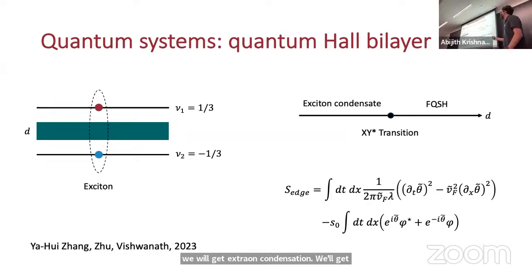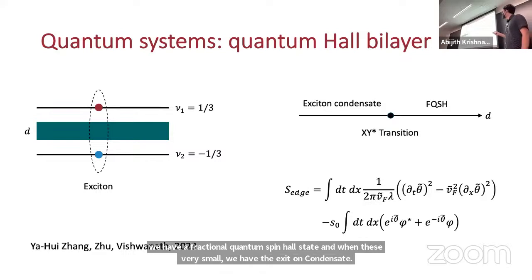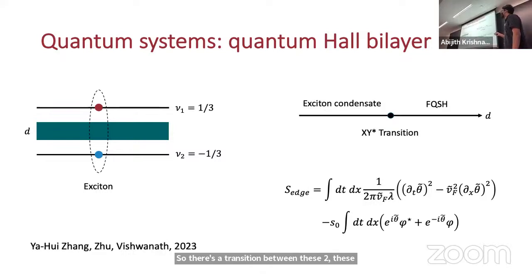Now imagine increasing the separation D. When D is very large, these two layers are effectively decoupled from each other, so we have a fractional quantum spin Hall state. And when D is very small, we have the exciton condensate. So there is a transition between these two phases, and this is an XY star transition. Star just refers to the fact that the order parameter of the transition is not a physical observable.